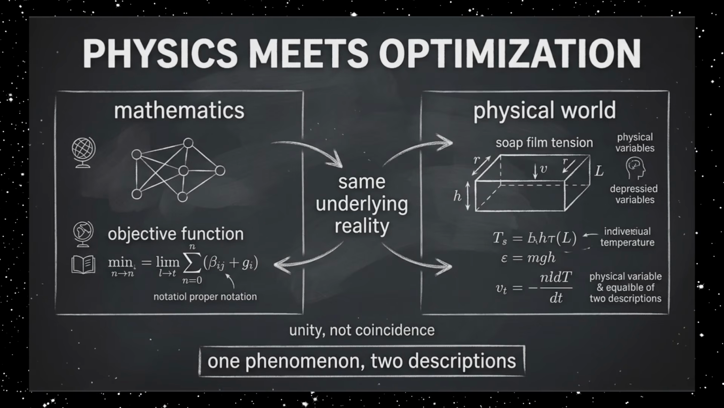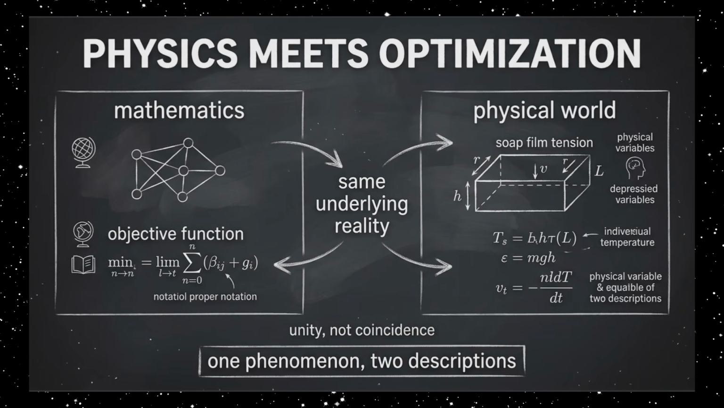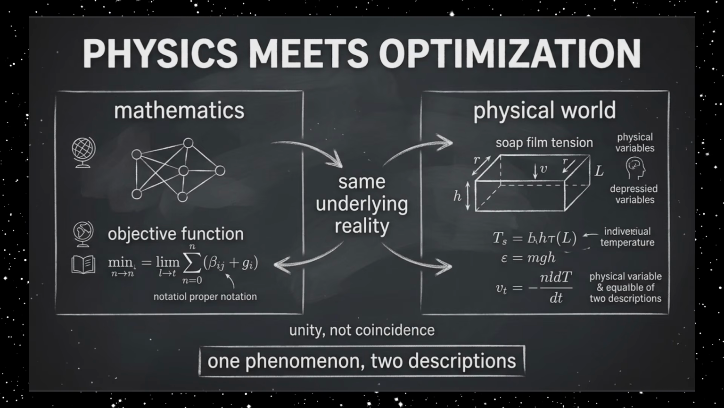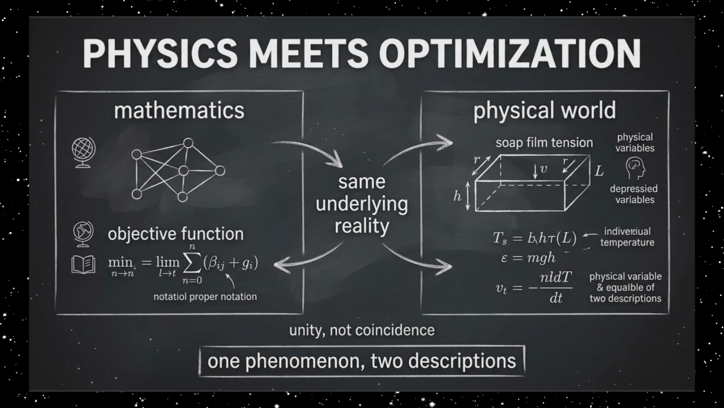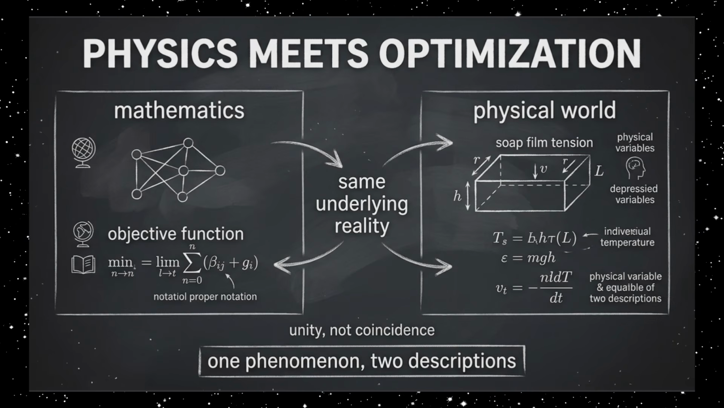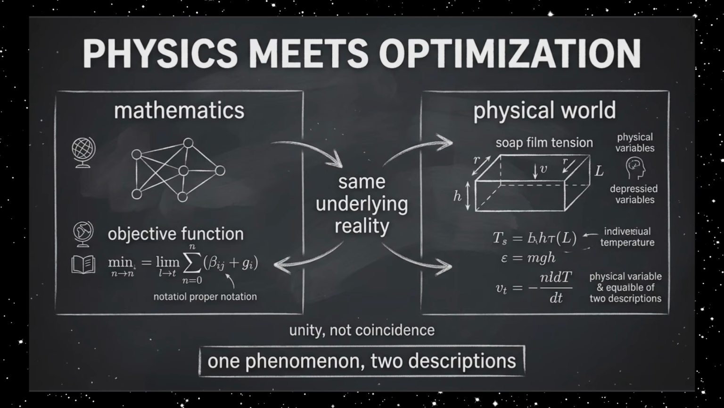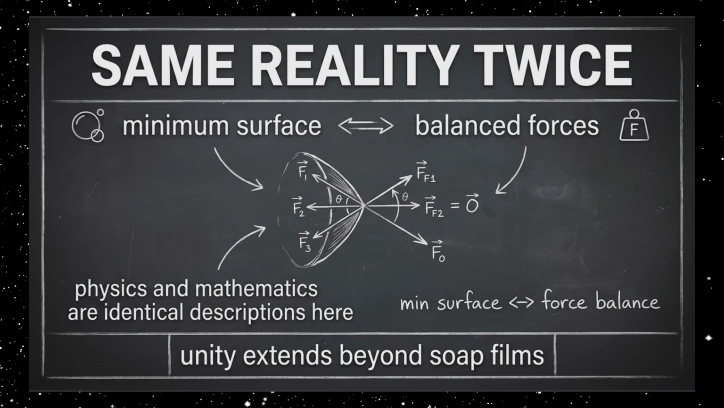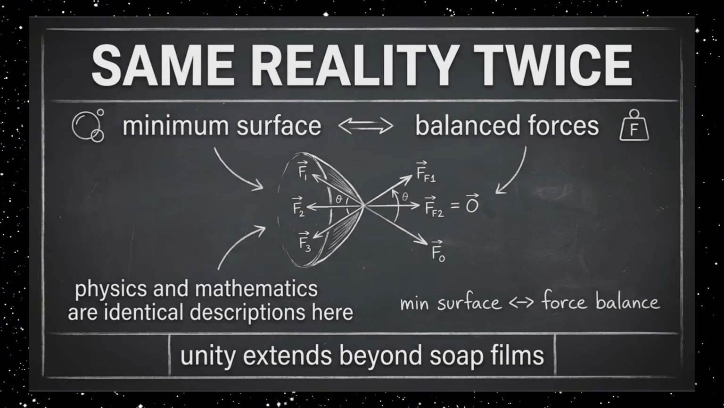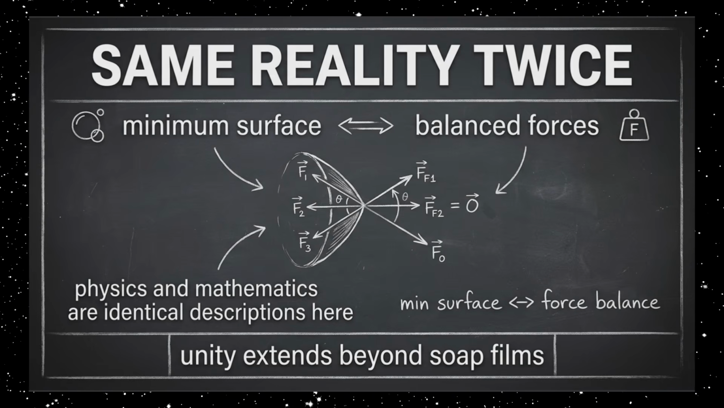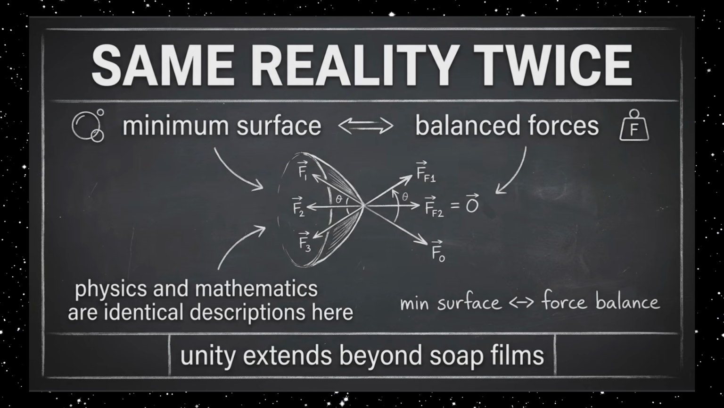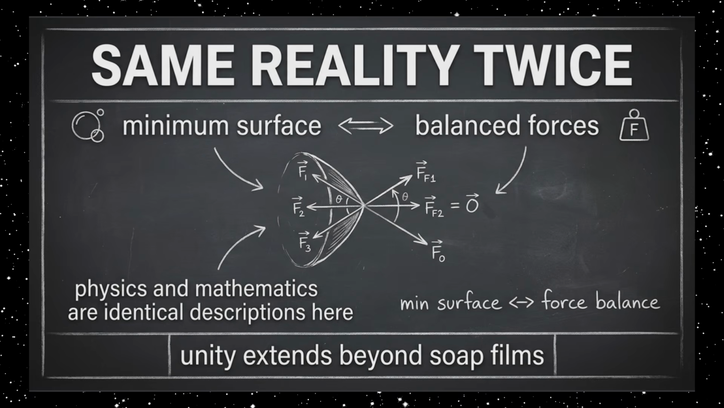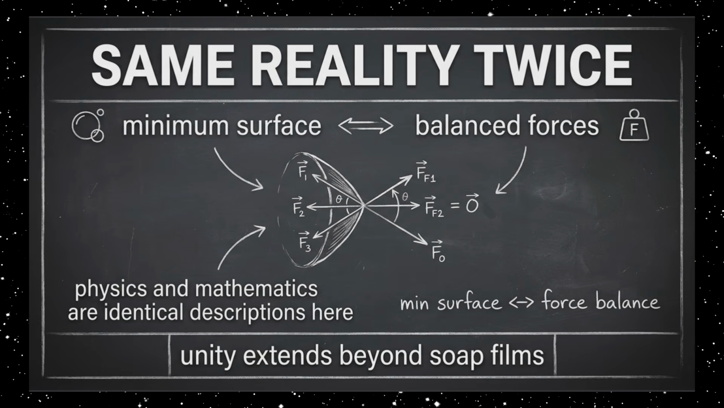A demonstration of the unity between mathematics and the physical world, not because the soap was doing anything clever, but because it revealed the deep unity between physics and optimization. The soap film doesn't solve a math problem and then do physics. It doesn't do physics and then incidentally solve a math problem. The physics and the mathematics are the same thing. The minimum surface and the balanced forces are two descriptions of the same reality. And this unity is not limited to soap films.